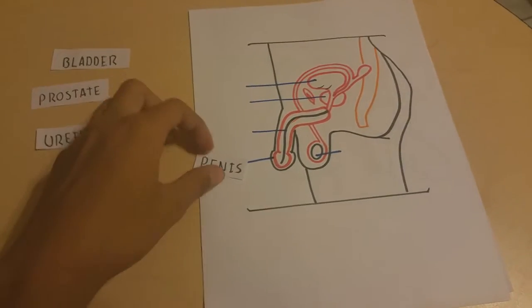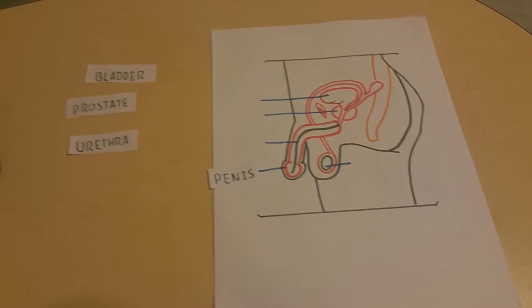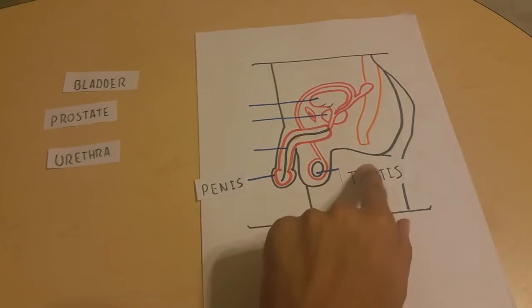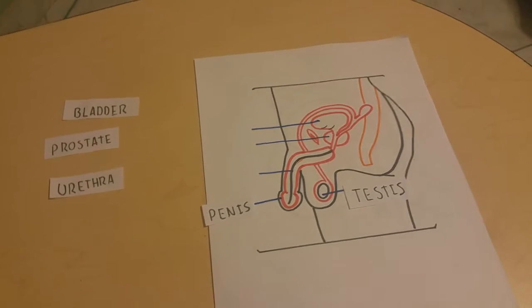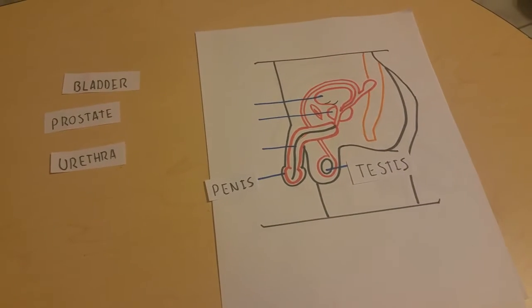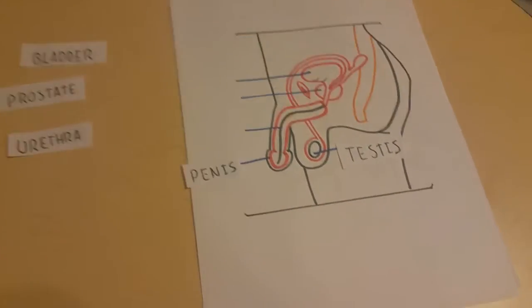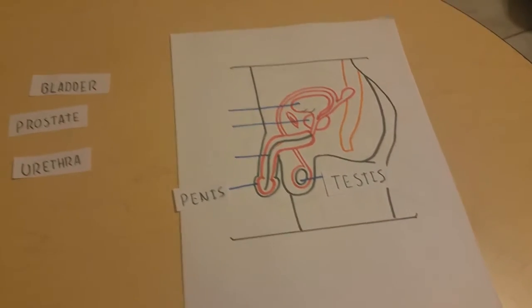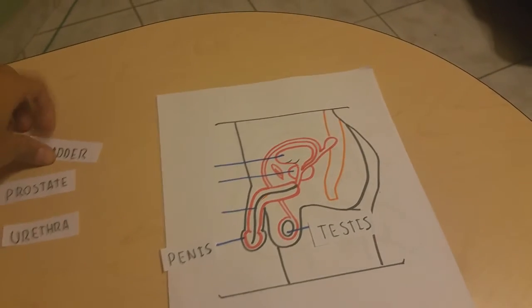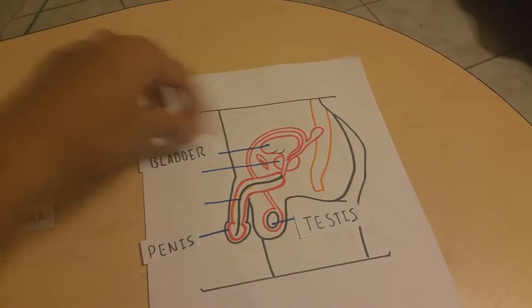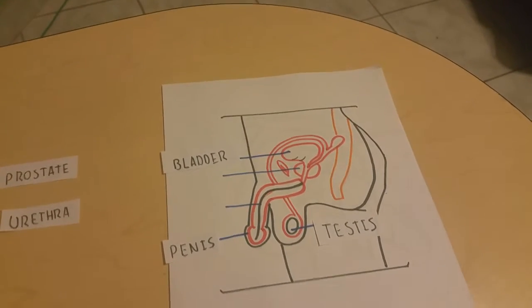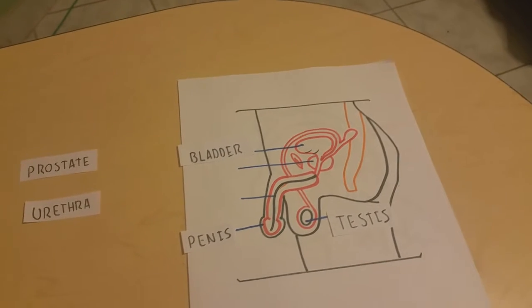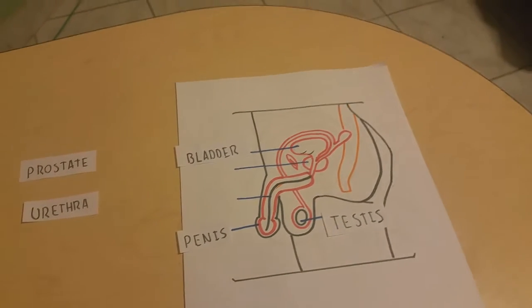Okay, so now the testes or testicles, right here. The testes, also known as testicles, are the male gonads responsible for the production of sperm and testosterone. Okay, then the bladder, which is located here. The bladder is a sac within the abdominal region of the human body that stores the fluid waste called urine.